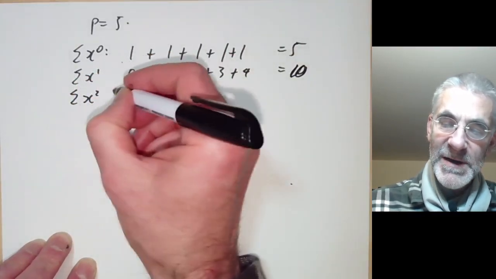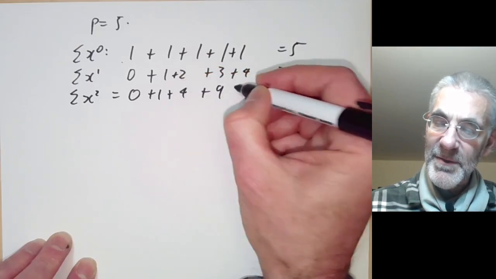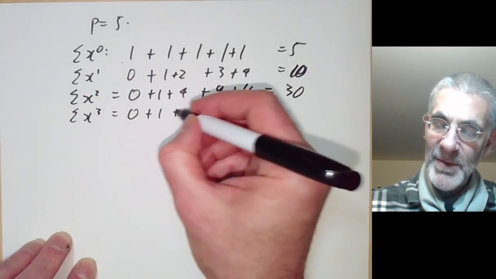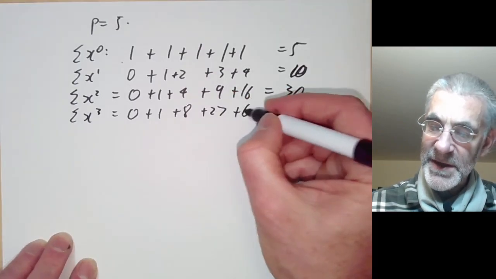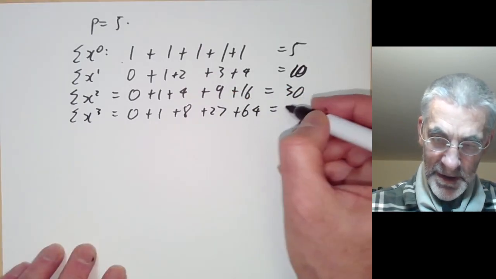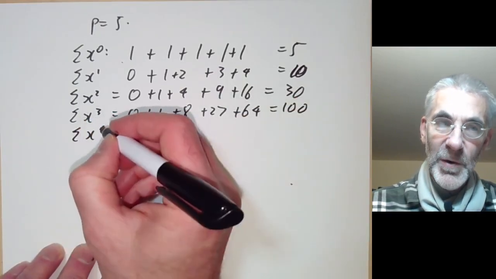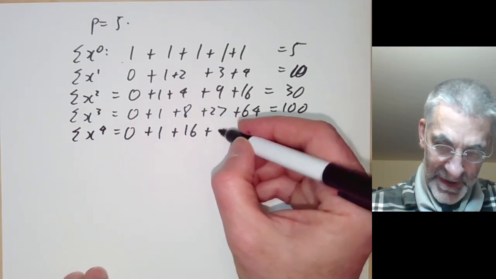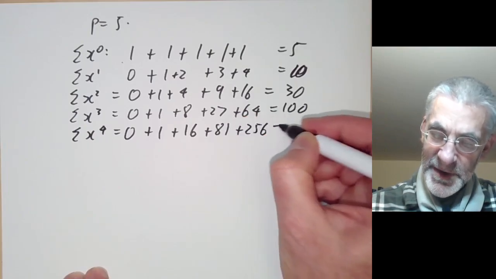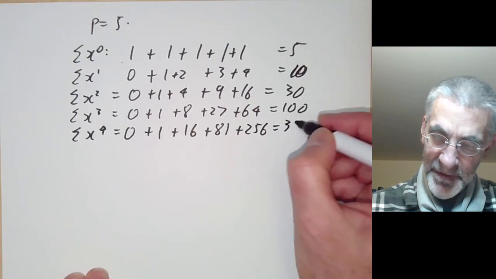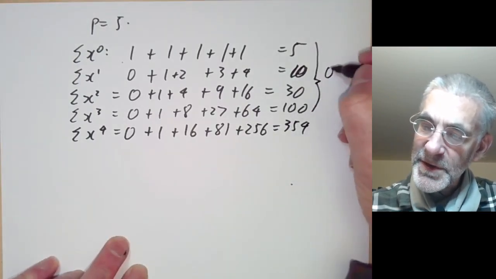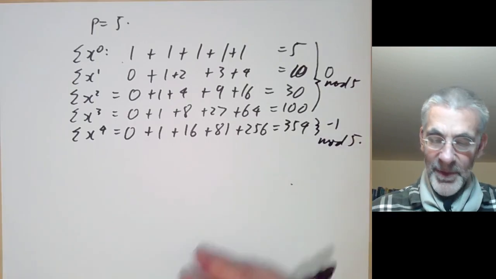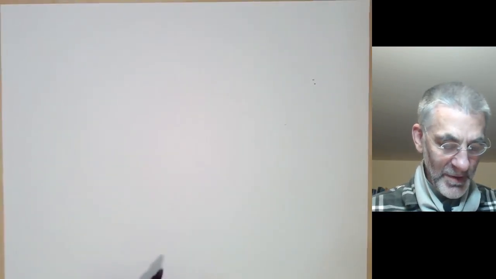If we look at the sum of the squares, we get 0 plus 1 plus 4 plus 9 plus 16, which is 30. If we look at the sum of the cubes, we get 0 plus 1 plus 8 plus 27 plus 64, which is 100. And if we look at the sum of x to the 4, we get 0 plus 1 plus 16 plus 81 plus 256, which is something like 354. And now you notice that these are all 0 mod 5, and this one here is minus 1 mod 5, as predicted by our theorem or lemma or whatever.